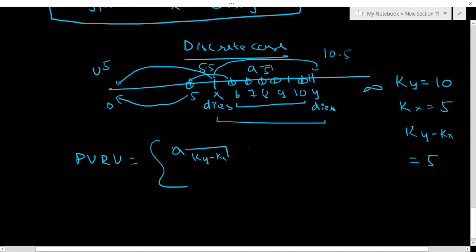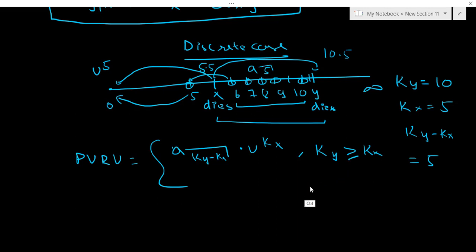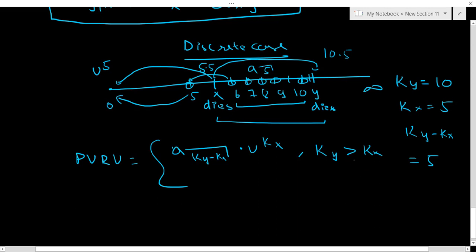So how can I express this v^5? This can be written as v to the power of Kx, right? That's how you can write it. So this is your present value random variable, and this is applicable only if the lifetime of y, that is Ky, is greater than Kx, and otherwise, or maybe greater than or equal to. I can take both the cases. Okay, let's not include the equal to case here.